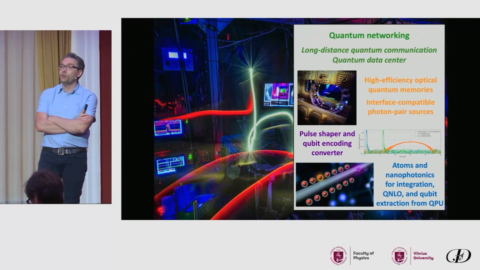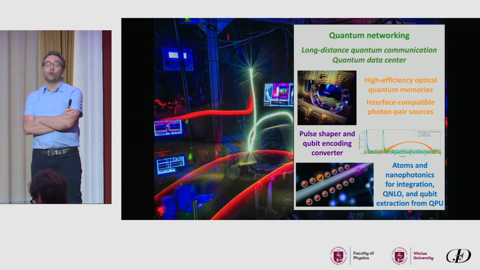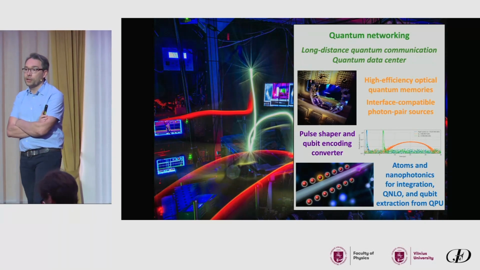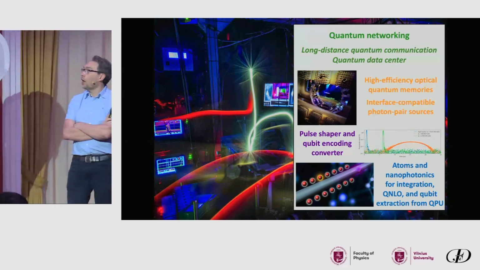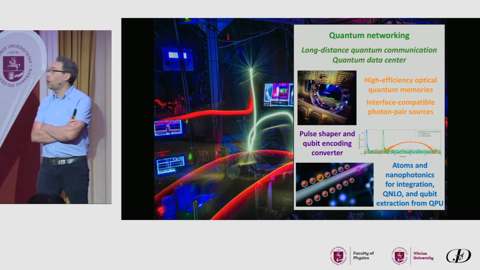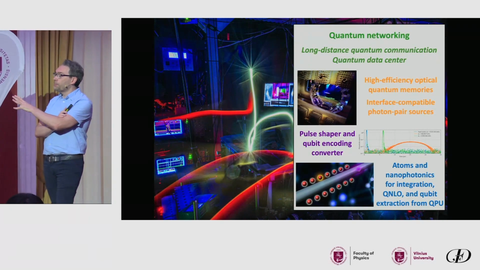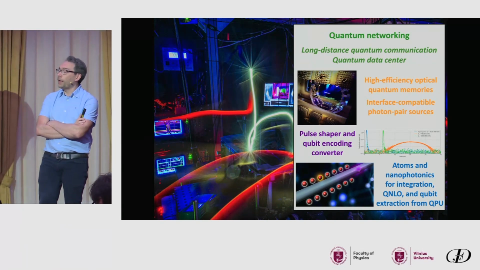And for that, we need to develop capabilities, and I was showing you a few of them, like this photonic network with storage capability, photon pair sources which are compatible with the network and with the light-matter interface, how we can do pulse shaping for Bell state measurement for heterogeneous systems, or conversion of encodings.